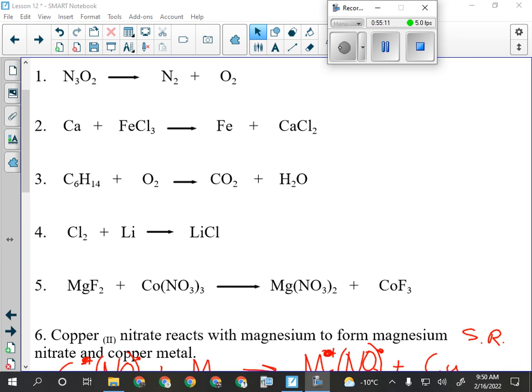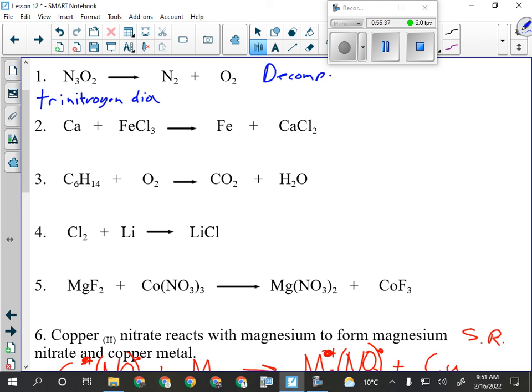So on the first one, my only reactant is a single compound. What kind of reaction starts that way? Simple decomposition. All right, so this is a decomposition reaction. Okay. And we have here a molecular compound, so we have to use our prefixes, trinitrogen dioxide. Okay, that's going to break down into nitrogen and oxygen.